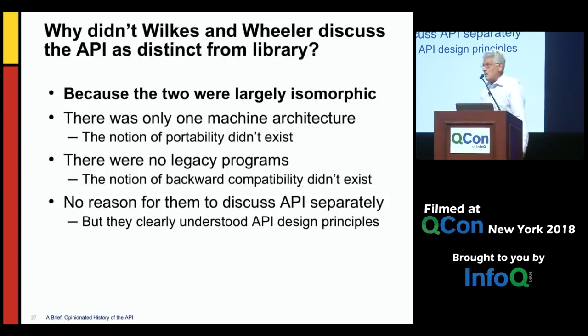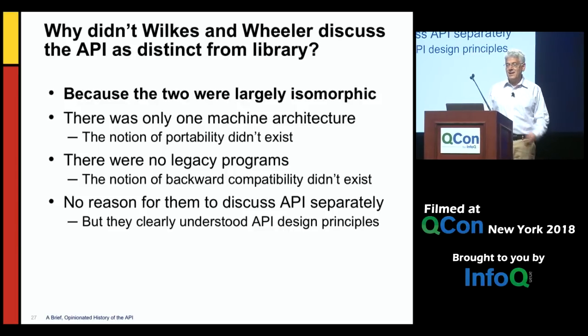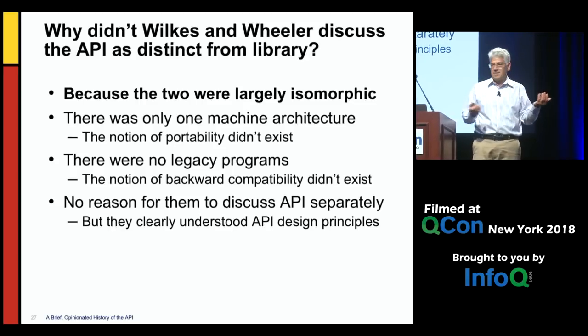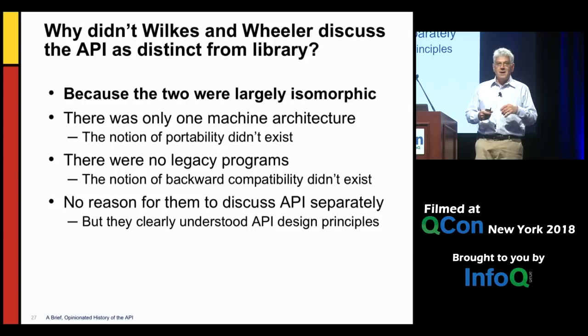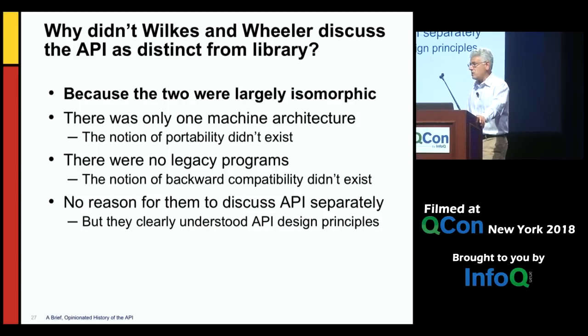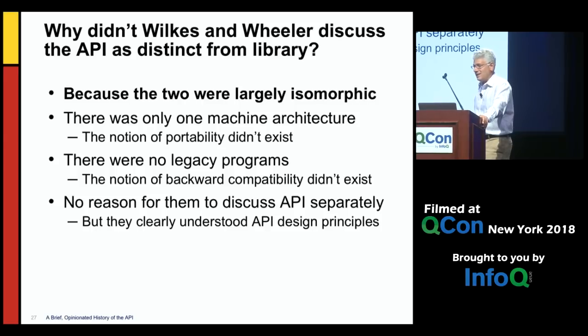The notion of backward compatibility didn't exist because backward compatible with what? So there was basically no reason for them to discuss the API separately from the library. They were one and the same back in those days. But I think it's clear from that 2-page paper that Wheeler wrote that they really did understand quite well the principles of API design even back before they'd come up with the notion of an API as a freestanding entity.